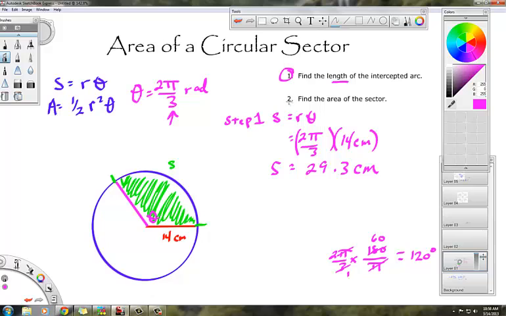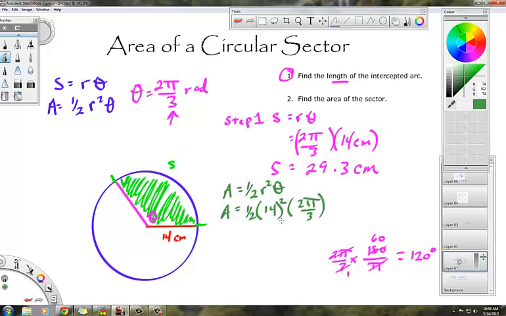Now to do step 2, which is to find the area of this sector, or the green shaded in area here, I would have to use this formula: A equals 1/2 R squared theta. We don't have any shenanigans of converting theta around because it's already given to us in radians. It's 2 pi over 3, and our radius is given to us as well, 14 centimeters. You would have to plug this stuff in here. So this is a half, or 0.5, the radius, still 14, squared, times theta, which is 2 pi over 3.